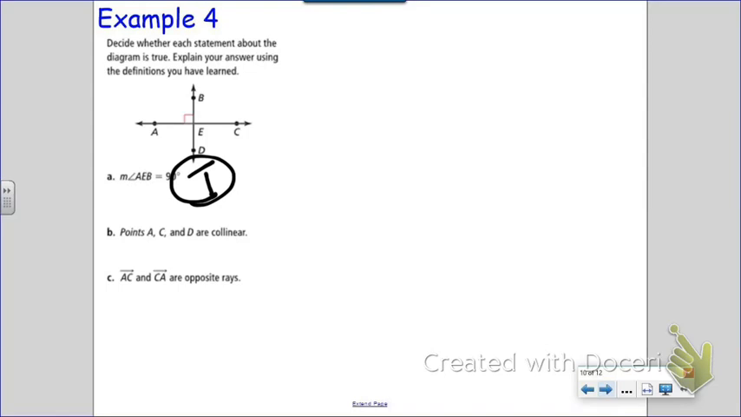A, B, and D are collinear. That would be false, they are not all on the same line. AC and CA are opposite rays. That is also false. They have to have the same initial point. The first one has A as the initial point, and the second one has C as the initial point or endpoint. So that's why it's false.